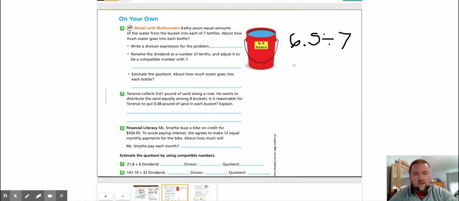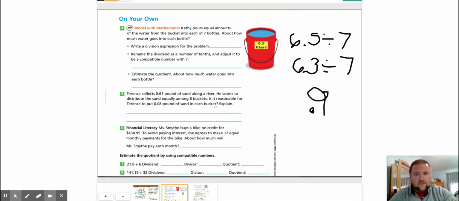65 is close to 63. So we have 6 and 3/10 divided by 7. Okay, so we know that 63 divided by 7 is 9. And then we put our decimal in and we get 9/10. So our answer would be about 9/10 liter into each bottle.